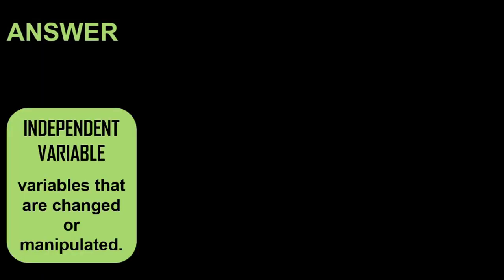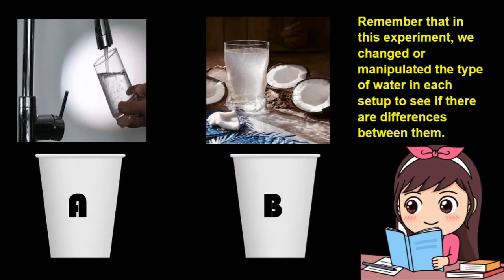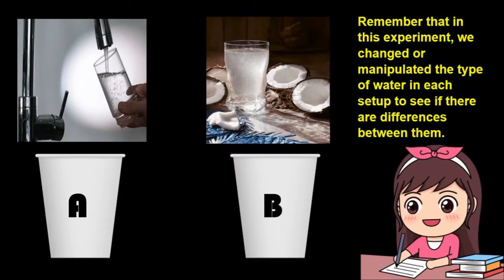Let's start with the independent variable. Again, the definition of independent variable: these are the manipulated or changed variables. Which variable in the example is changed or manipulated? If you answered type of water, you're correct. Why is type of water the correct answer? Remember that in this experiment, we changed or manipulated the type of water in each setup to see if there are differences between them. Independent variable is the variable that is different from set A to set B, or this is the only thing that is changed among the variables in your setup.